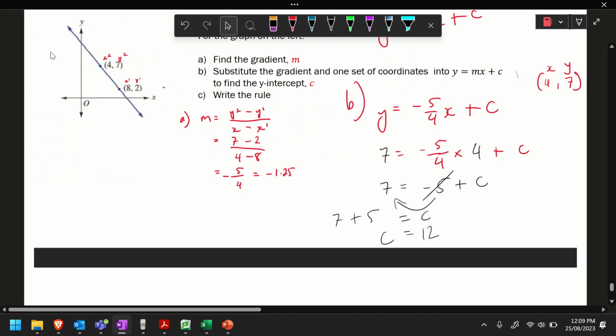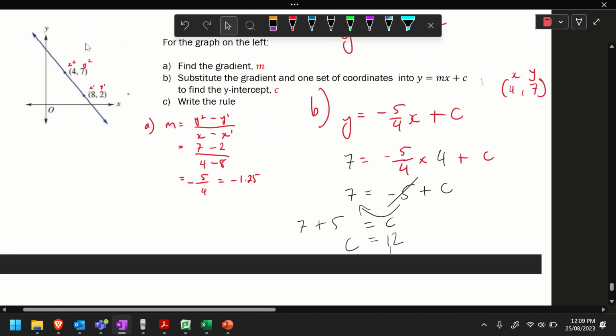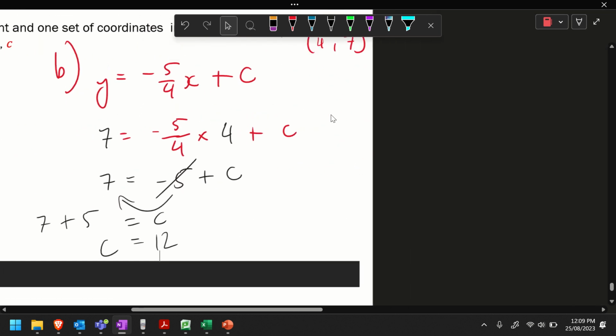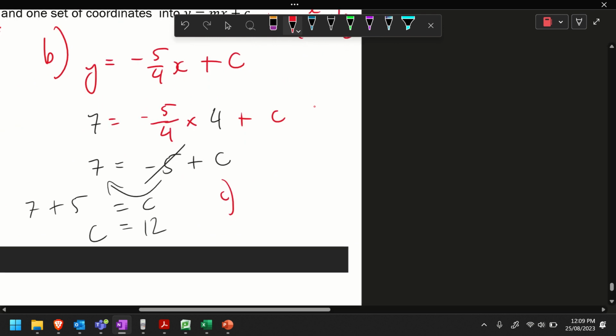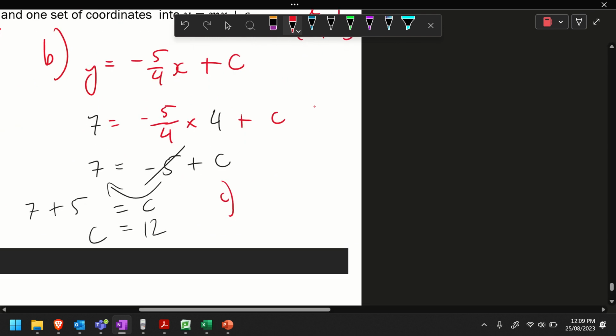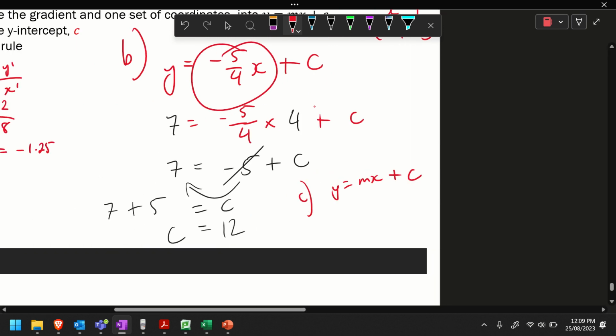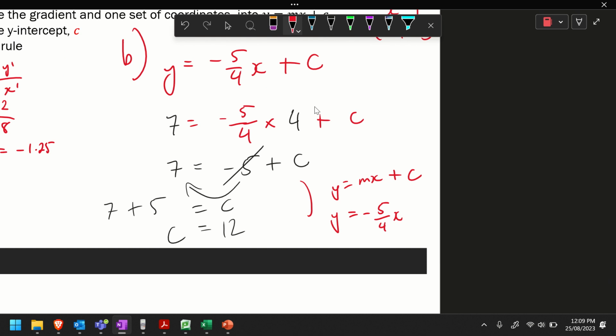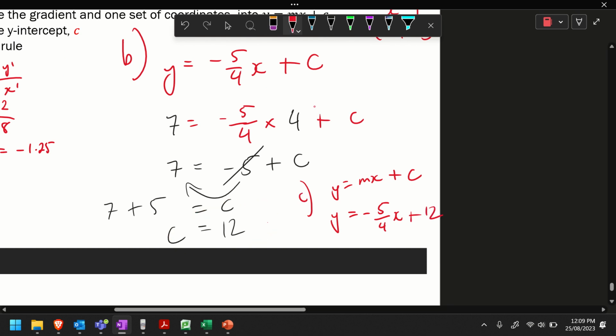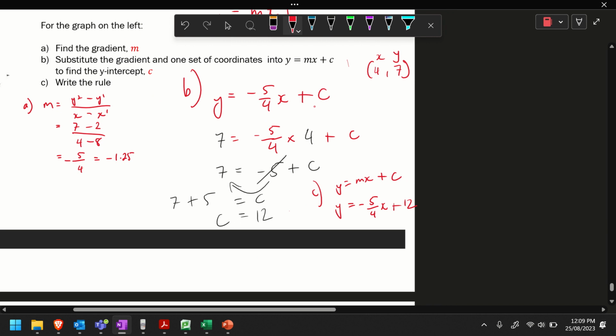Now, Donnie said he was 8. Not quite. Yeah, it's 12. So we need to be exact about it. So when you write your full rule, it is a lot. Okay, but we'll do one more. So the equation is y equals mx plus c. We know that the gradient was negative 5 over 4x. And my y-intercept is going to be 12. So plus 12. So there's my full rule. Okay, that's the full entire rule for that equation.